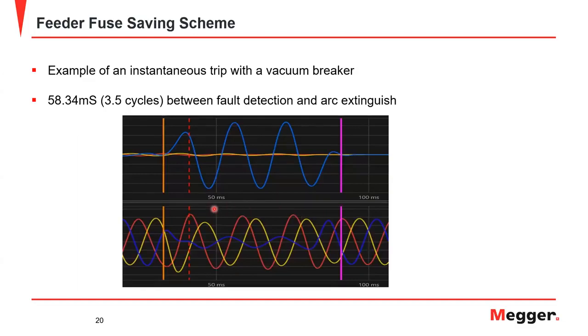This is an actual recording of a phase to ground instantaneous trip using a typical vacuum breaker. The measured time from when the arc was established until the arc is extinguished is about 3.5 cycles. So let's look a little bit deeper on this. If you look in the pre-fault section, you can see a little bit of pre-fault current. It is hard to see because this auto scales to allow for fault current. It's definitely there, you can see pre-fault.